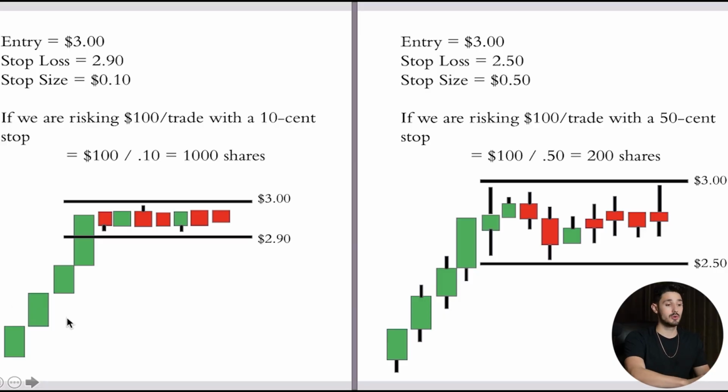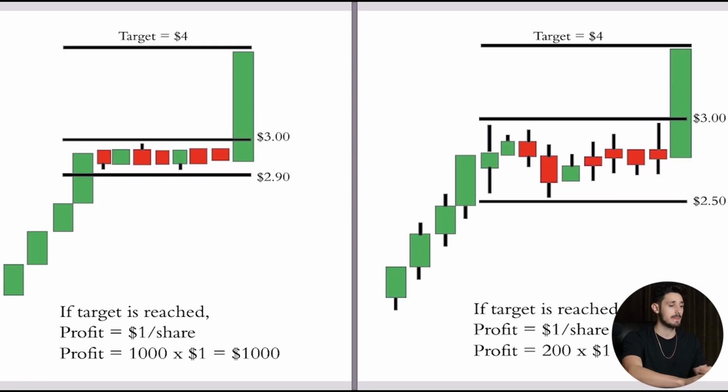So we have these two scenarios, right? We have one with a 10-cent stop and another with a 50-cent stop. Now let's kind of look at the ramifications of this. Let's say for both of these examples, our target is at $4, right? Setup 1, $4, setup 2, $4. If target is reached, right, because we entered at $3, if it reaches $4, we're going to make $1 per share that we have, right?